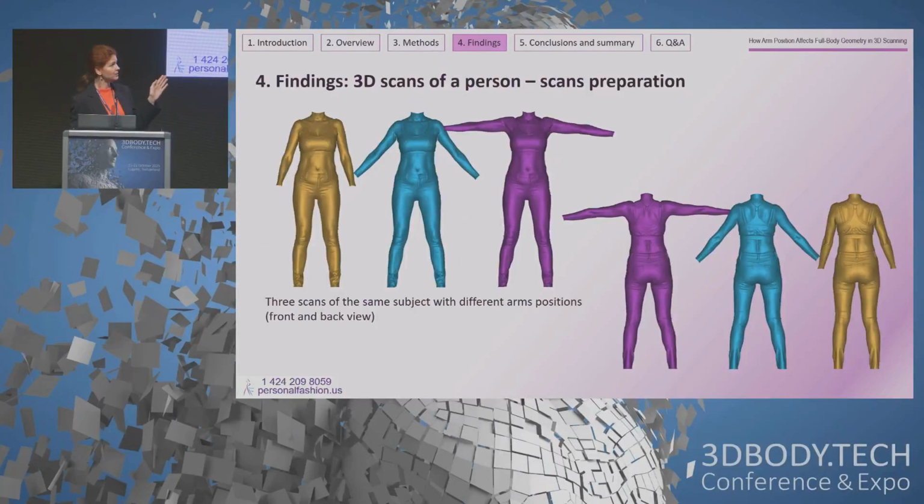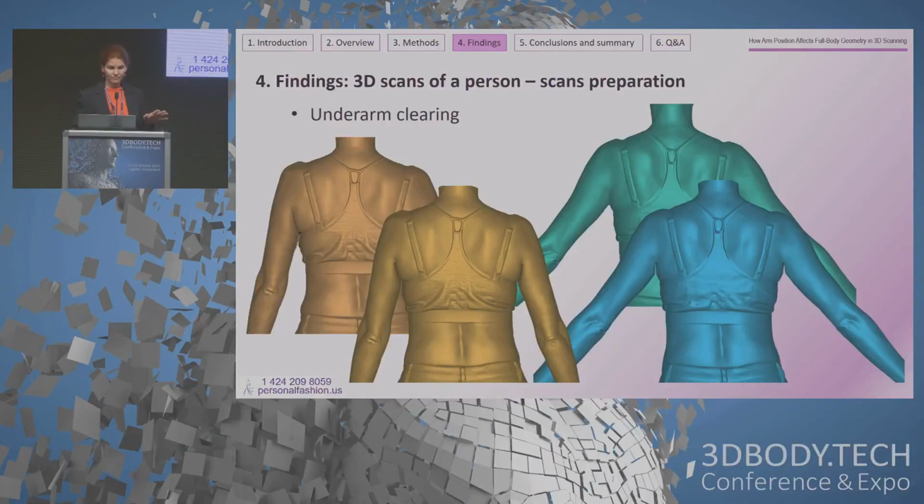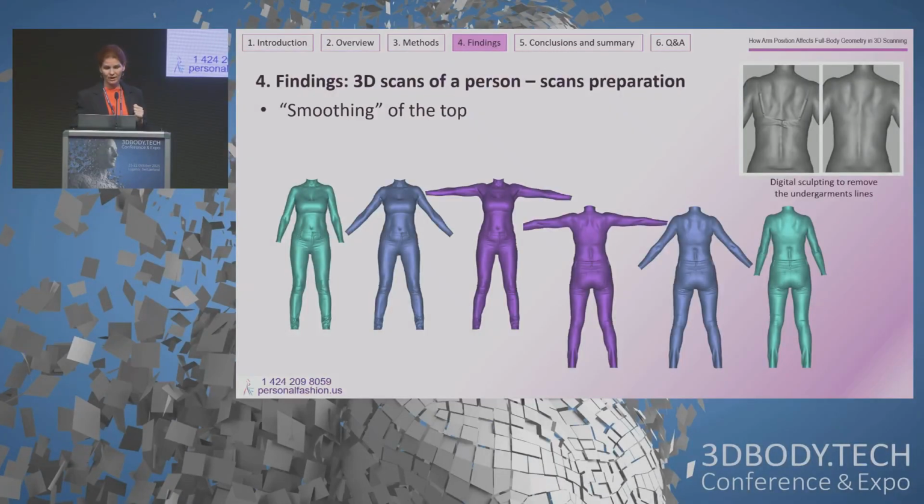Here are examples of the scans that I took of the person. So, after the general 3D model was obtained, I cleared out the underarm area, and also smoothed out the top garments. And in the corner there, the black and white image, you can see how basically easy it is to remove some straps from undergarments if they're relatively small.